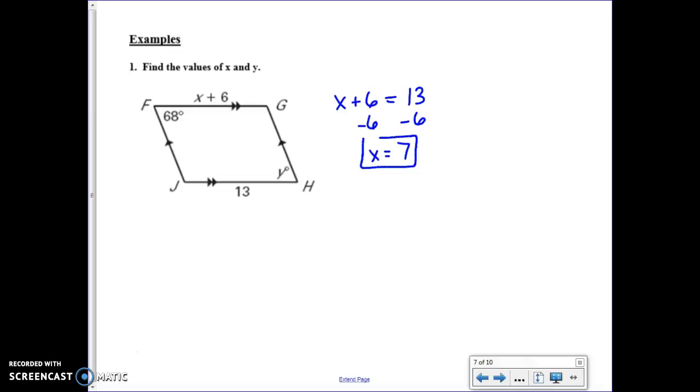So in this case, it's not going to be the algebra that's challenging for you. It's going to be knowing the properties and when you can use them based on the figures. So now we're looking at finding angle y. So y is across from 68 degrees, and we know that opposite angles are congruent. So y is just 68 degrees.